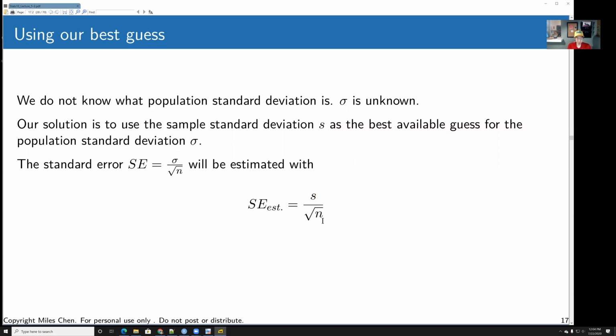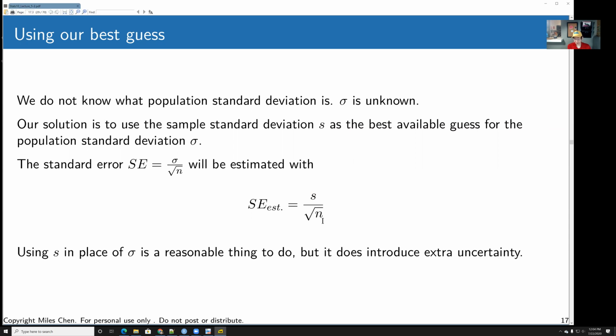And this sounds like a reasonable decision, right? If someone says, well, I don't know exactly what the standard deviation is, but I would guess it's something around my sample standard deviation, that sounds like a reasonable thing to do, okay? But it does introduce extra uncertainty, because we don't know if our sample standard deviation S is too big or too small. So there's extra uncertainty in here.